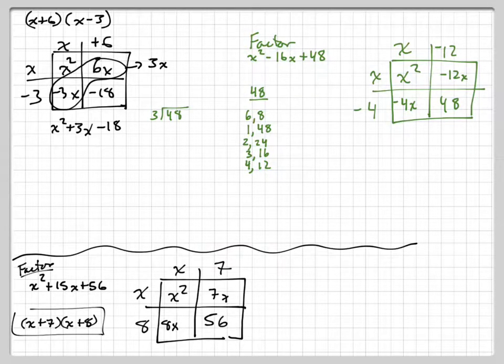Okay, so that means our answer is going to be x minus 12 and x minus 4. That's the factored form of this. That's how you factor it.